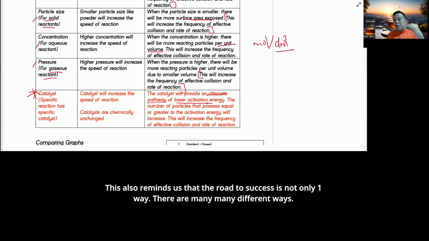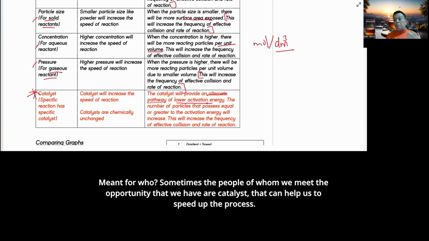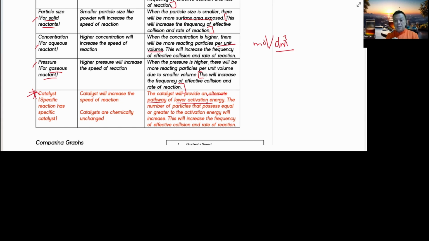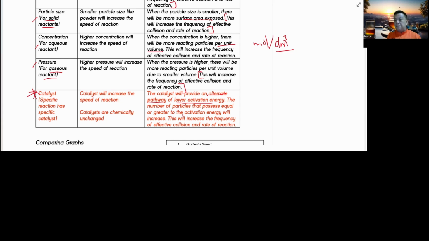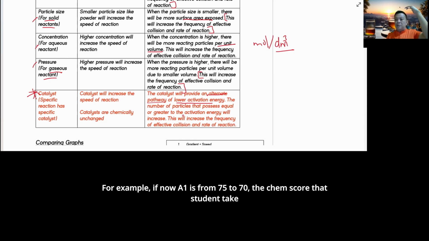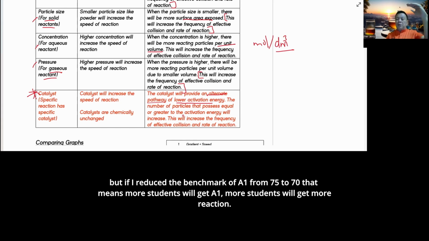This also reminds us that to succeed, it's not only one way. There are many, many different ways. Sometimes the people whom we meet and the opportunities that we have are like catalysts, that can help us to speed up the process. Technically, when we lower activation energy, there will be more particles reacting. For example, if the test score of the students is still the same, but I reduce the benchmark of A1 from 75 to 70, that means more students will get A1. So more students will get into reaction.